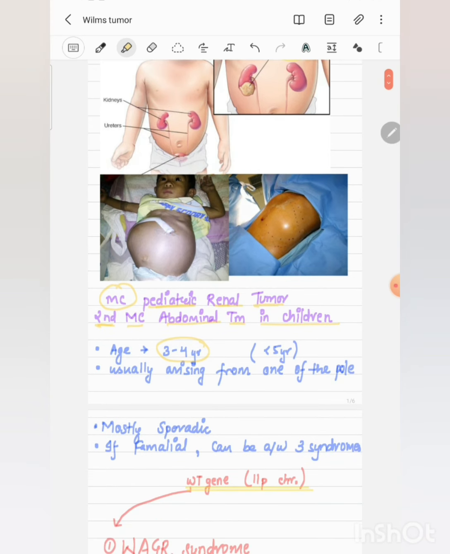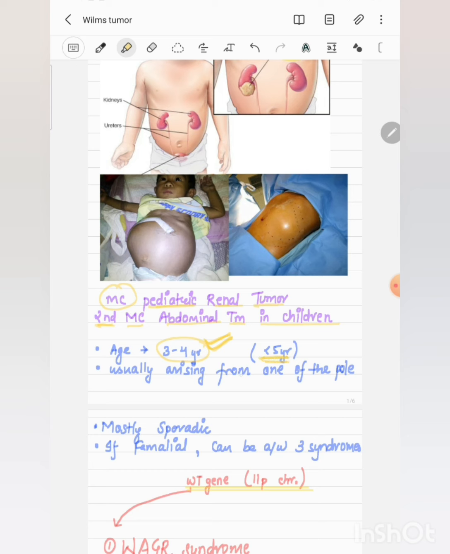First of all, to differentiate it from neuroblastoma, see the age group. Neuroblastoma generally occurs in the age group less than 2 years of age, while Wilms tumor is common in children between 3 to 4 years and usually less than 5 years.